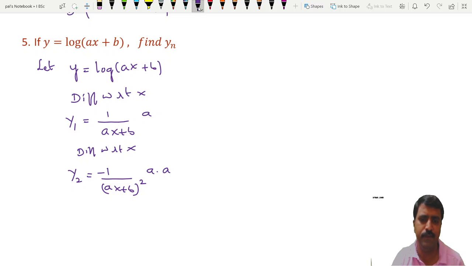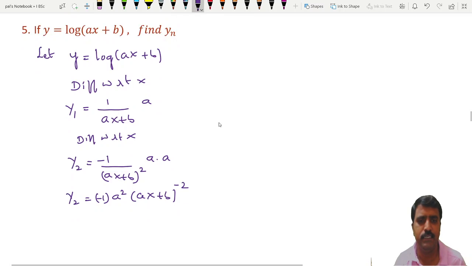So now simplifying, y2 is equal to minus 1 into a square into ax plus b to the power minus 2. When you bring this ax plus b to the numerator, it becomes ax plus b to the power minus 2.